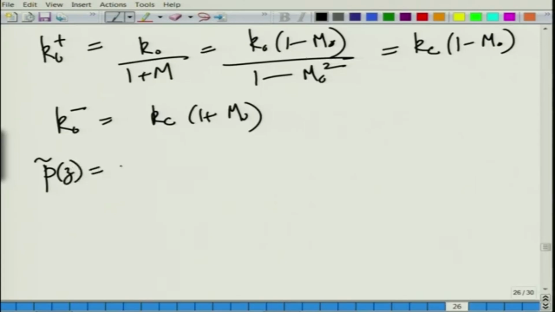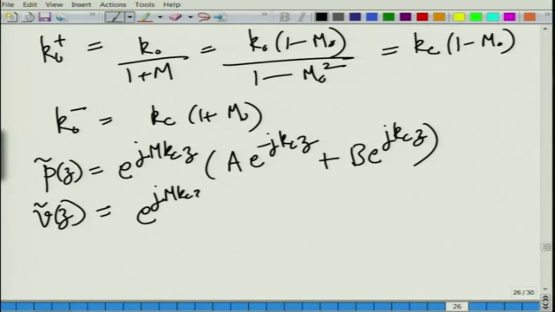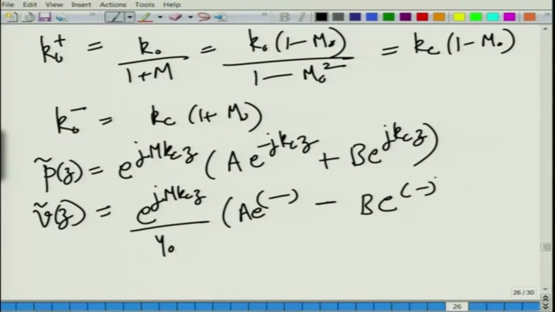P tilde of z is nothing but e to the power j m k c z times A e to the power minus j k c z plus B e to the power j k c z, and the velocity will become e to the power j m k c z divided by y naught, and these terms will still go, but there will be a minus sign sitting somewhere here.